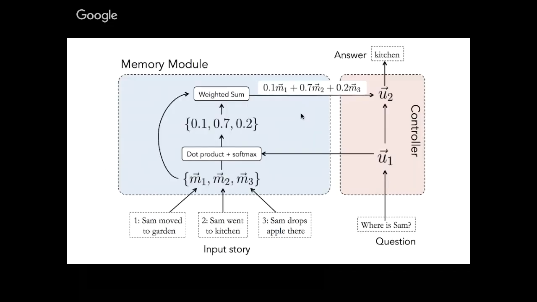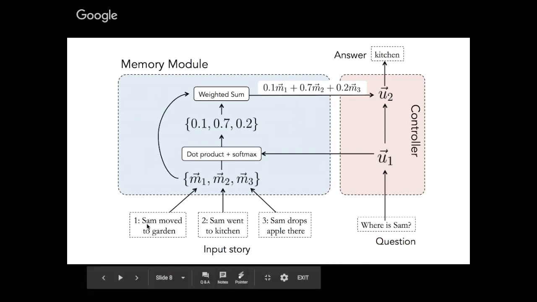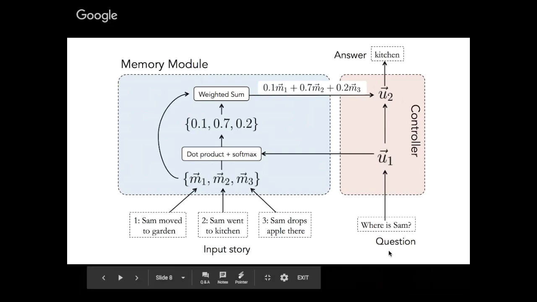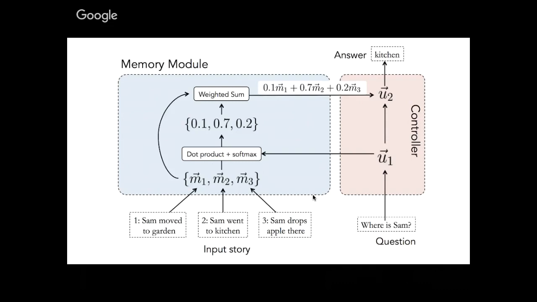So this is the same example that we took. This is showing how the memory module is working. We have these 3 inputs: Sam moved to the garden, Sam went to the kitchen, Sam dropped the apple there. These are all going to be saved in the memory embeddings. When the operations are performed, like a dot product plus the softmax, we get the weighted sum. And from the weighted sums, we compute the answer to the question that is being asked. So this particular diagram gives you a memory description of that whole implementation.